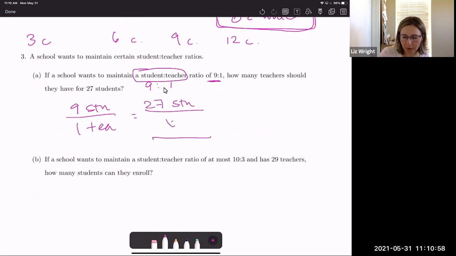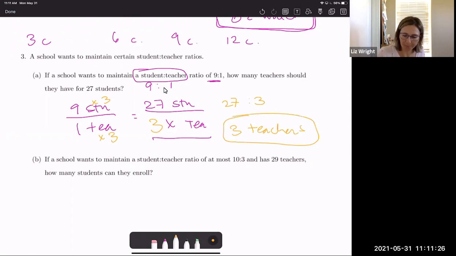Well, you can do your cross multiplication, or you can also just say, well, I see that 27 is a multiple of 9. And so 9 times 3 is going to give me 27, which means 1 times 3 is going to give me 3. So that would mean how many teachers? I should have 27 students per 3 teachers, or you can just write out 3 teachers in order to maintain that ratio.